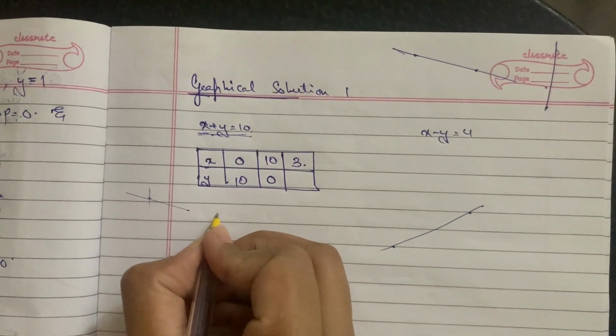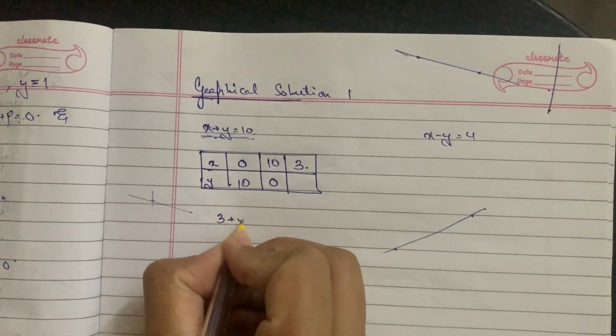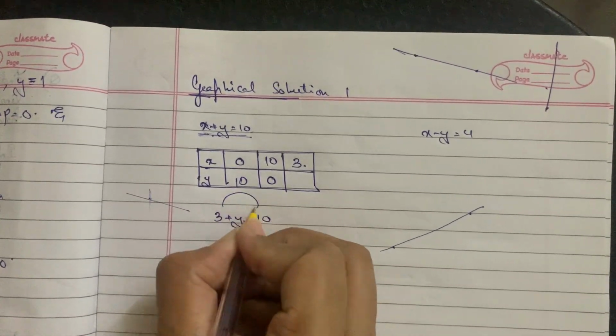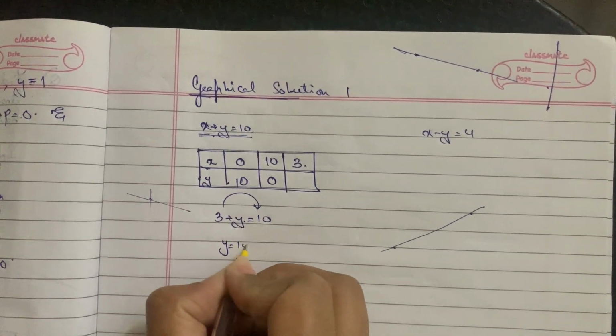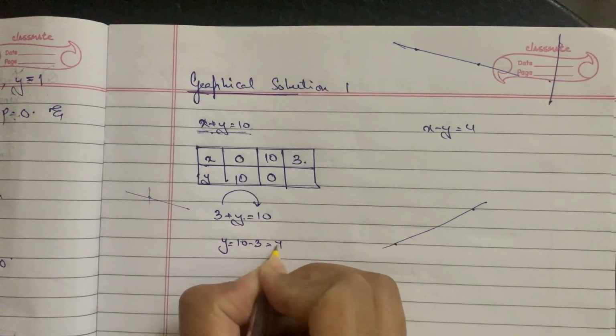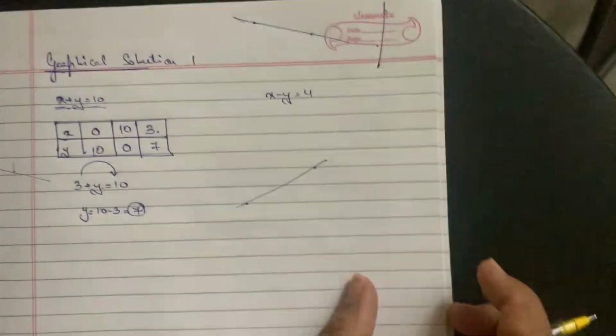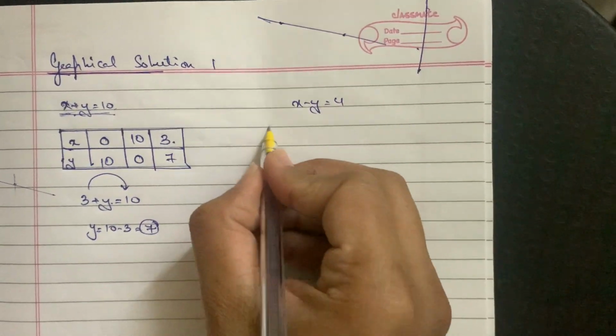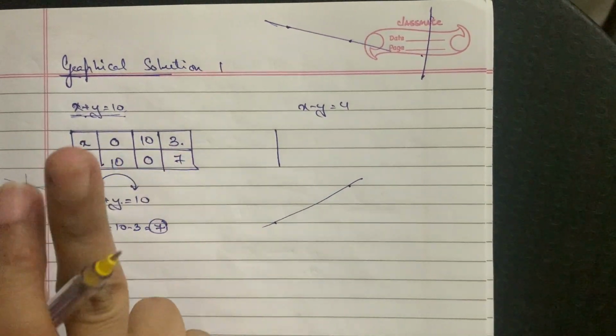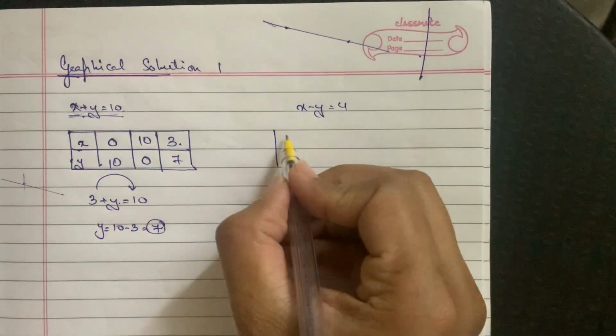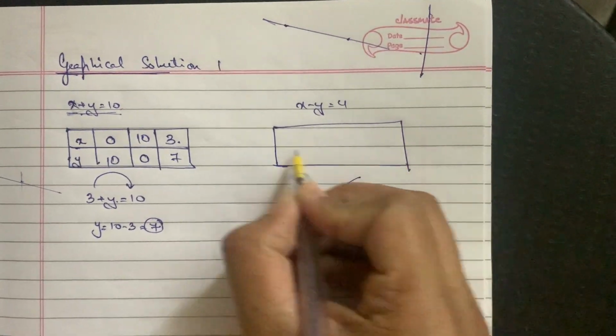So I'll substitute in here. 3 plus y is equal to 10. Sending it towards the other side, y is equal to 10 minus 3, which is equal to 7. So y is 7, I'll fill it in here. Okay. Likewise, x minus y is equal to 4. These are the points that I got for equation 1. That means line 1. Let's go with the line 2 that I have in here.